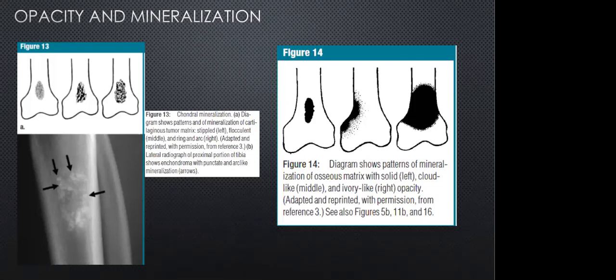In the picture on the left side, you can see a chondral mineralization with the diagram. There are three types: stippled displayed at the left, flocculent at the middle, and ring and arc at the right. And in the picture 14, we can see a diagram that shows patterns of mineralization of osseous matrix with solid at the left, cloud-like at the middle, and ivory-like at the right.